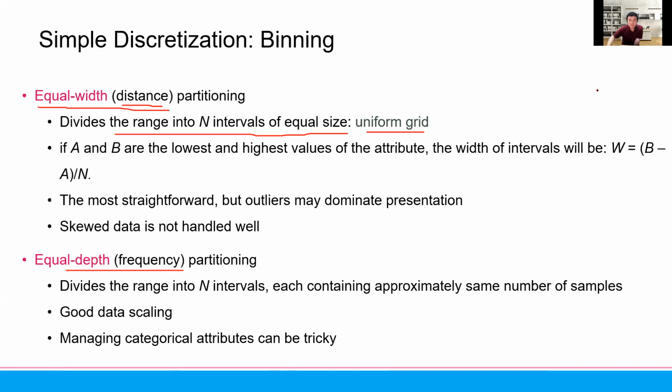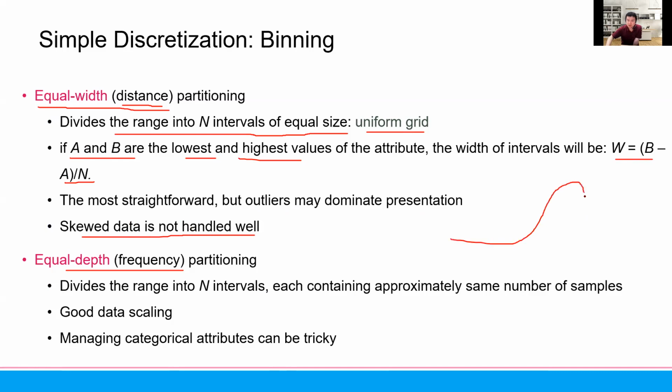So let's say I can just use this one. W is the width, equal to B minus A divided by N. A and B: A is the lowest and B is the highest value. I will show with the example later. This is straightforward, but outliers may dominate the representation, and skew data is not handled well. Just remember the skew data.